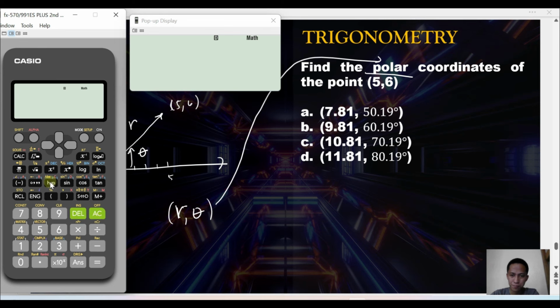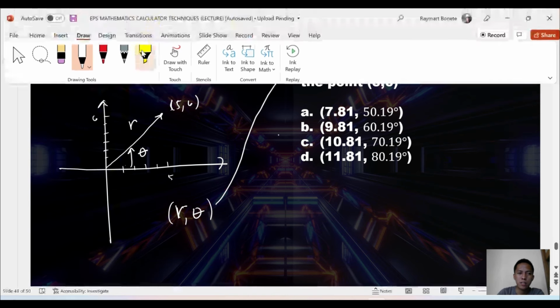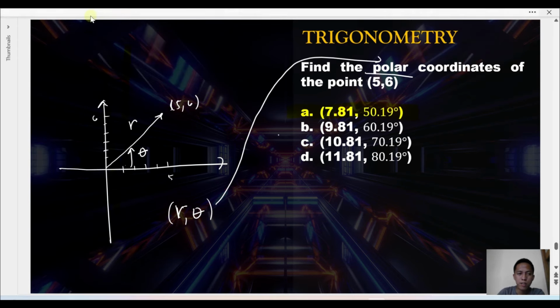Then we are converting to polar. So find the polar: shift polar. Itong plus guys, polar. We are converting this to polar. So 5, 6. Okay, equals lang natin. That will give us a radius of 7.81 and an angle of 50.19 degrees. Okay, so basically, ito yung answer natin. So letter A. It means that itong distance natin dito, this is 7.81.